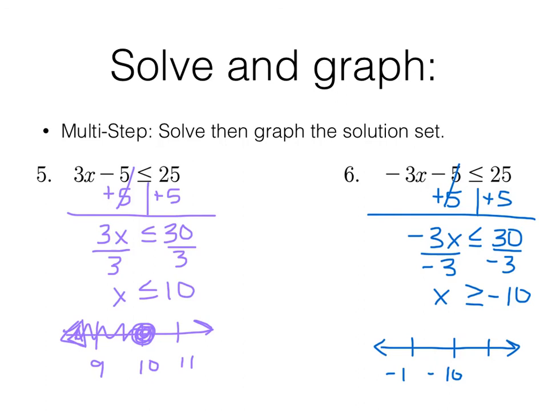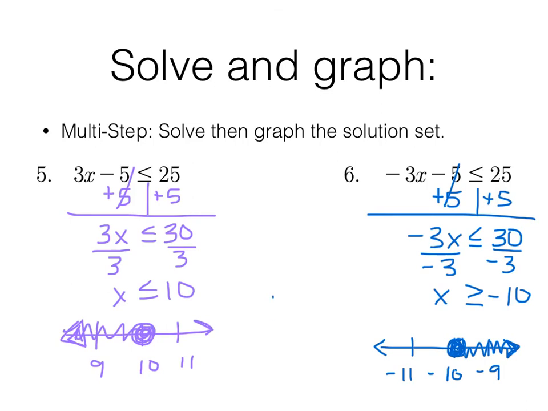So actually, like we just talked about, I'll put in the rest of my number line. It's going to be a closed circle, shading up. And that, my friends, finishes off inequalities for us.